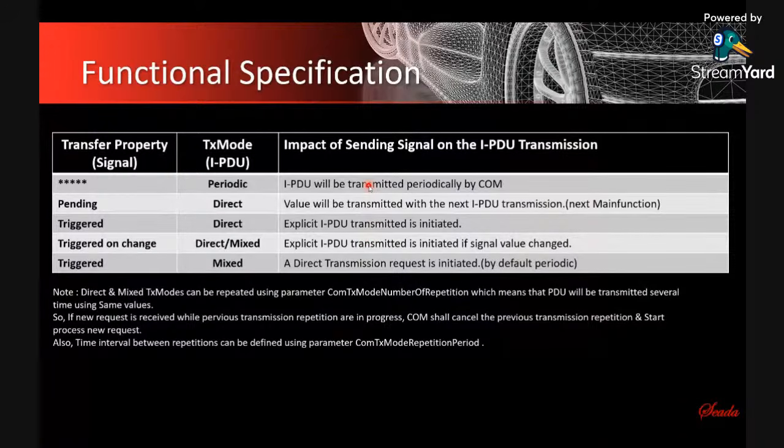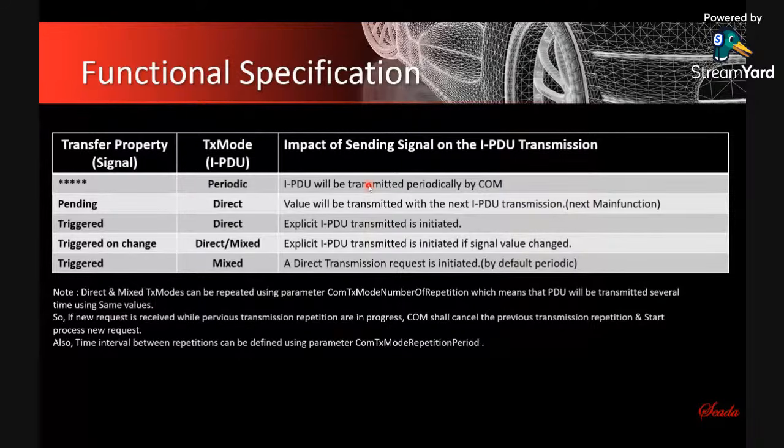Direct and mixed transmit modes can also be repeated using the COM transmit mode number of repetitions in your configuration, which means that I can send the same IPDU with the same data 3 times, 4 times, as I wish, as I configure this value. And as I told you, we need this especially at initialization to hook up the whole ECU to our bus, and to make sure it's already up.